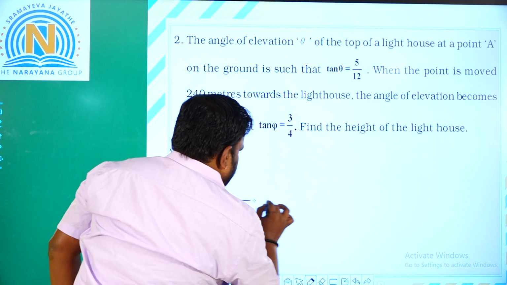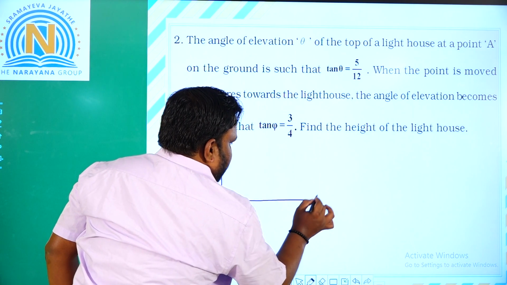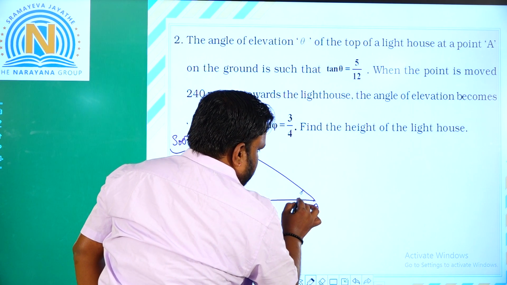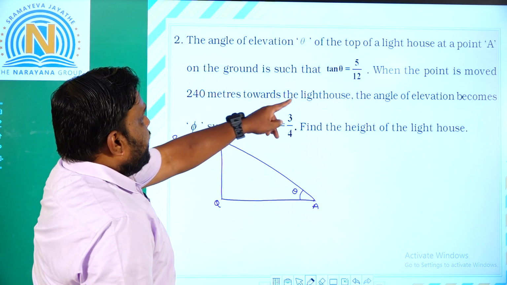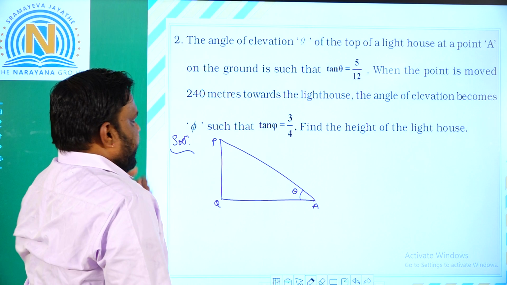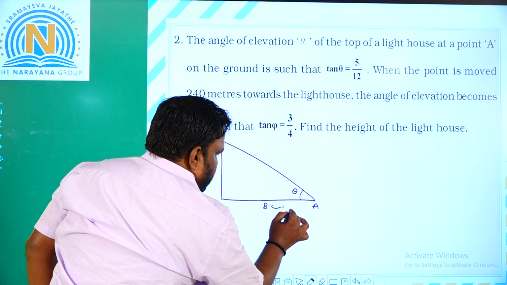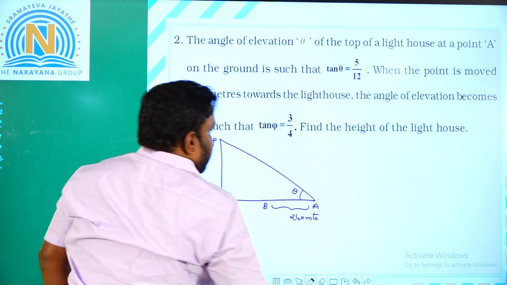Okay. So this is the normal ground. Next, here is a point A. Let us suppose I am taking point A here. Now here is the angle of elevation. It is with respect to theta. Right. Next, after that what happened? When the point is moved 240 meters towards the lighthouse, let us suppose it has moved to the point B. So this distance is 240 meters towards the lighthouse.